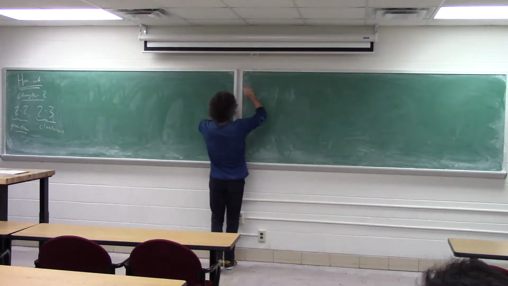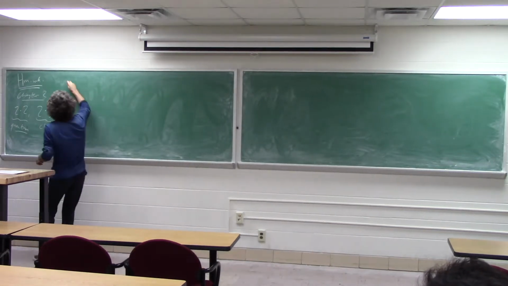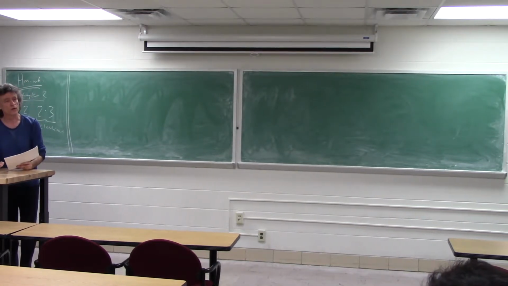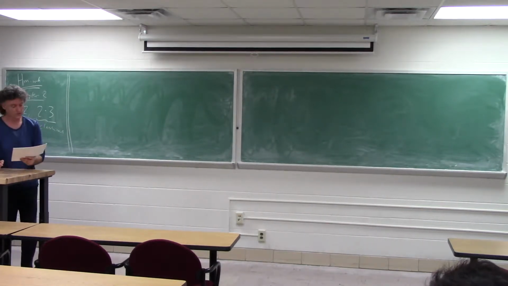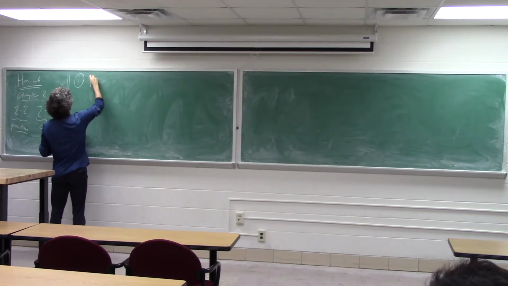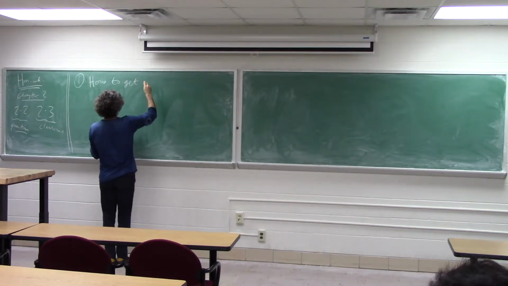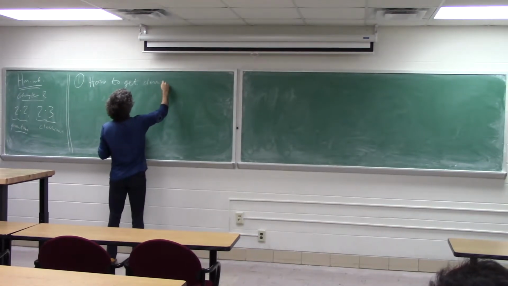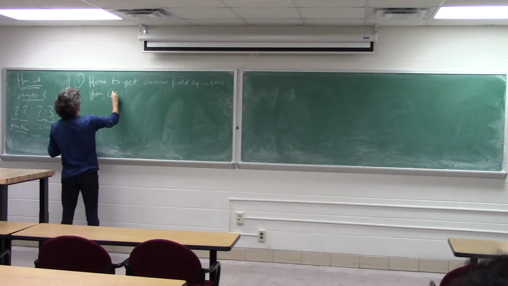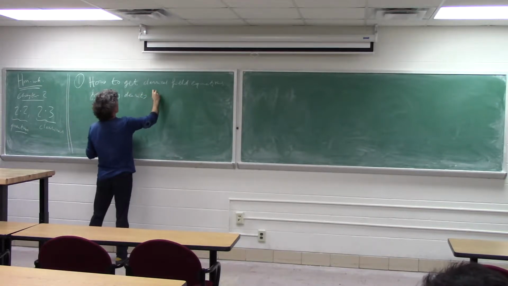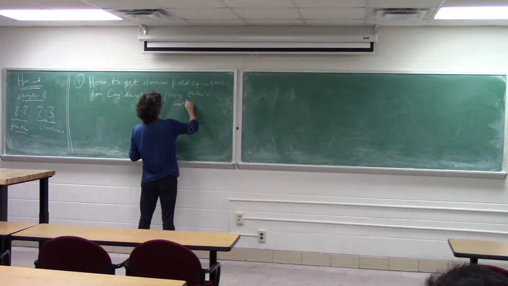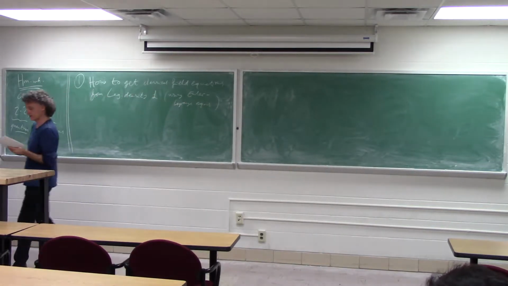All right, so let me start by making a list of everything that you really need to know from chapter 2. So you need to know how to get classical field equations from a Lagrangian density using the Euler-Lagrange equation. So you should have done that last week.